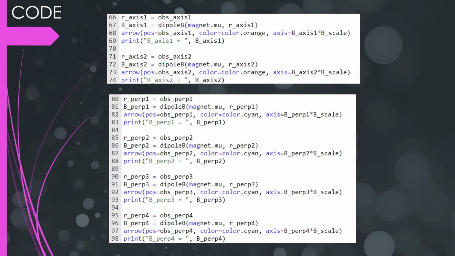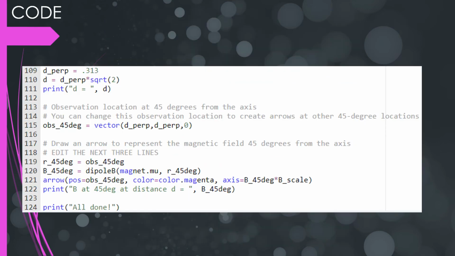It's just a bunch of code where I find the magnetic field at all of those points on axis and perpendicular, and then I also make arrows representing the magnetic field at those points. And here I find d given d perp, which is from my experimental data, and then I find the magnetic field at a point 45 degrees from the axis, and I draw an arrow for that.